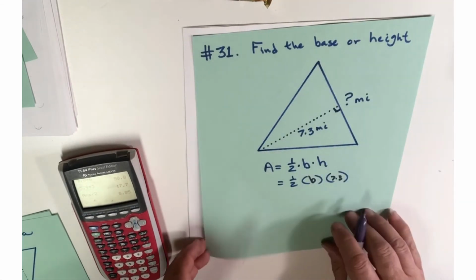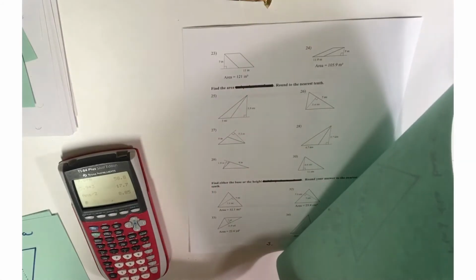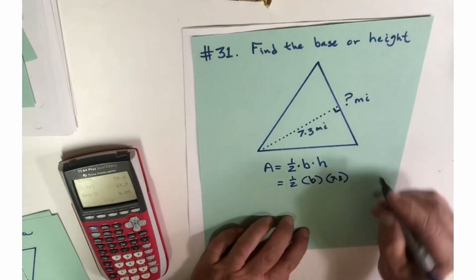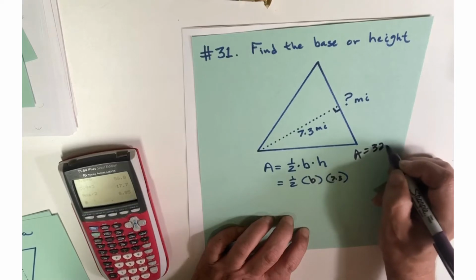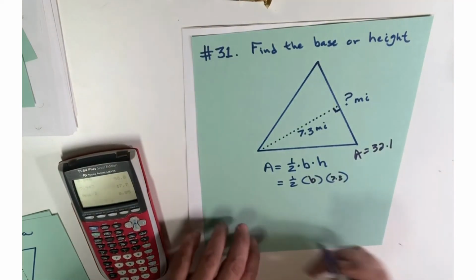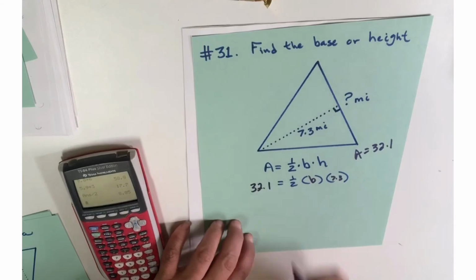Oops, I forgot to write down what the area was. Let me peek over here. It says that the area is 32.1. Area is equal to 32.1 meters squared. So I'm going to put over here 32.1.